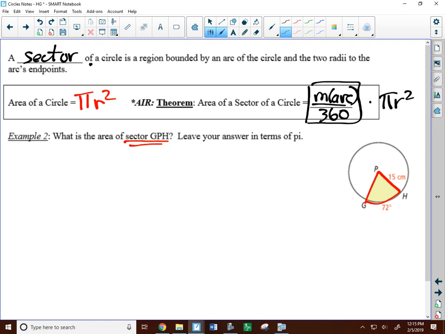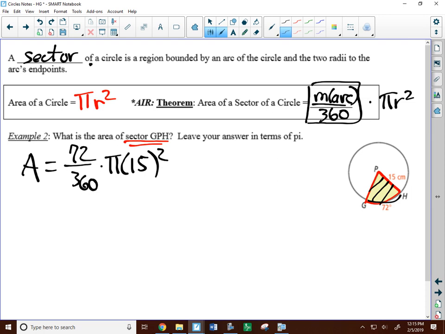Okay, so let me show you on this one. We're finding this area, and I'm just going to use that formula. Now we already have the arc degree. It's 72, divided by 360, and then times pi 15 squared. And it does say leave your answer in terms of pi. So again, I'm really just entering 72 divided by 360 times 15 squared.